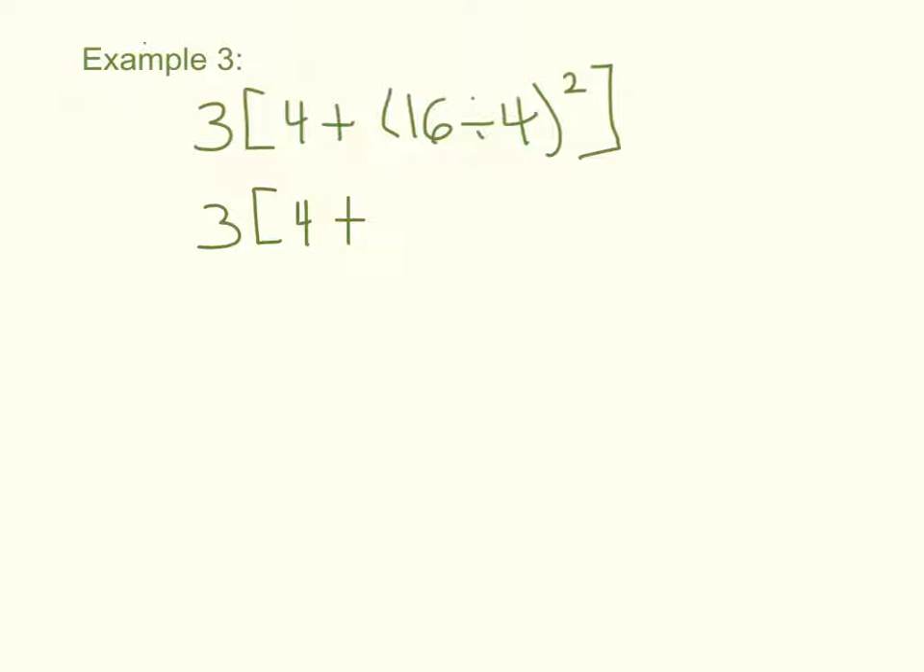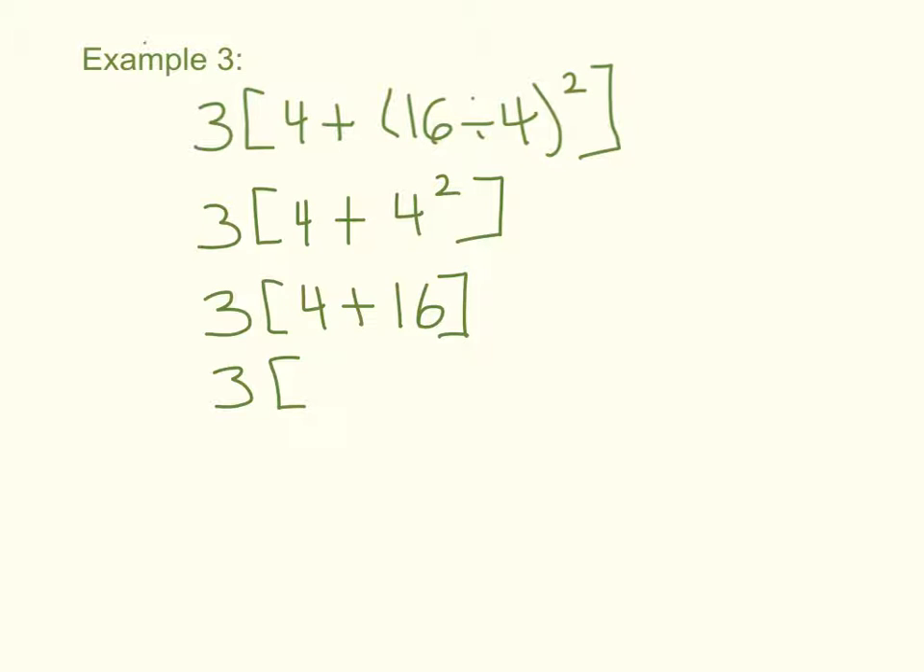So 16 divided by 4 is 4. And of course that's squared. Okay, then we're still going to work inside our grouping symbols. And inside our grouping symbols, we run into some exponents. So 4 squared is 4 times 4, which is 16. We're still working inside the grouping symbol. 4 plus 16 is 20. And this essentially means 3 times 20, which is 60. And that's our final answer.